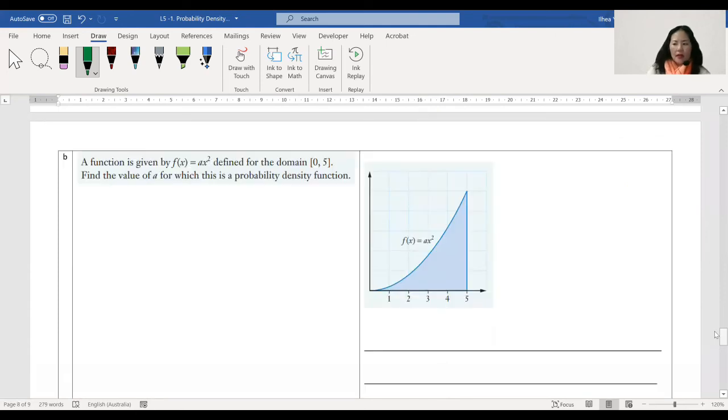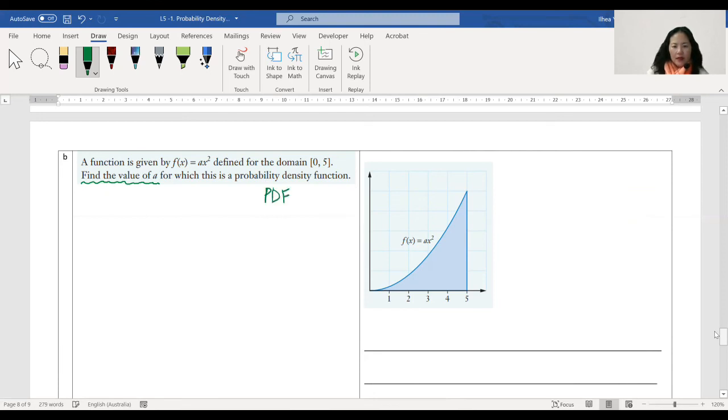Now, part B. A function is given by f of x equals ax squared, another parabola, defined for the domain 0 to 5 inclusive. Find the value of a. Interesting. Find the value of a. So we don't have to prove anything. And for which this is a probability density function. Okay, this is a PDF.